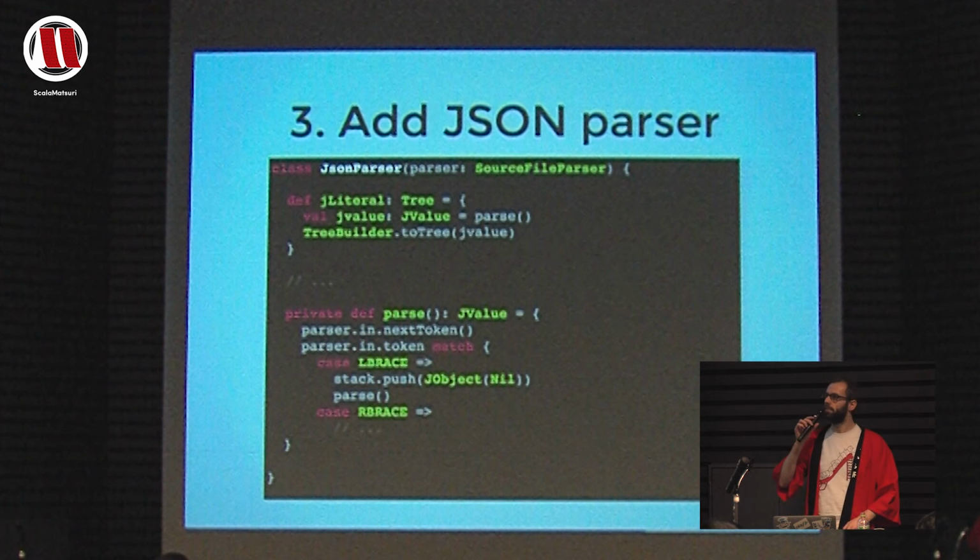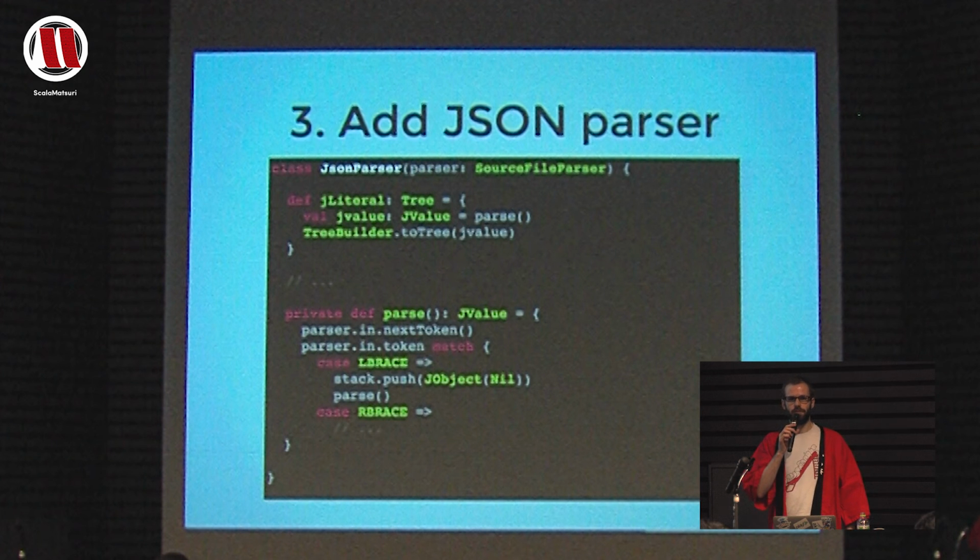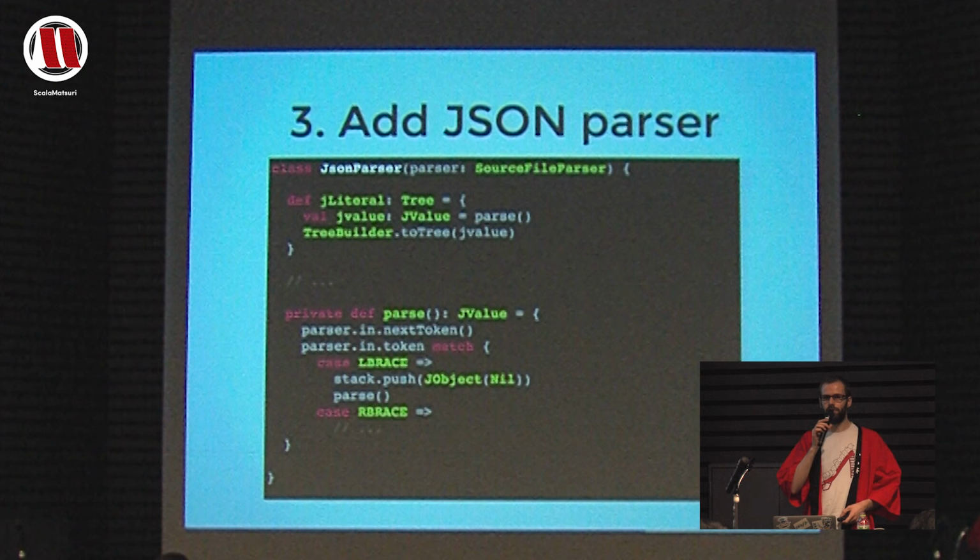Step three, I wrote a JSON parser, a really bad JSON parser, but it works. And interestingly, JSON tokens and Scala tokens are quite similar. For example, a decimal number, 1.23, is the same in Scala as it is in JSON, so you can parse them using the same tokens. So I managed to reuse quite a lot of the existing Scala parser and kind of piggyback on top of that.